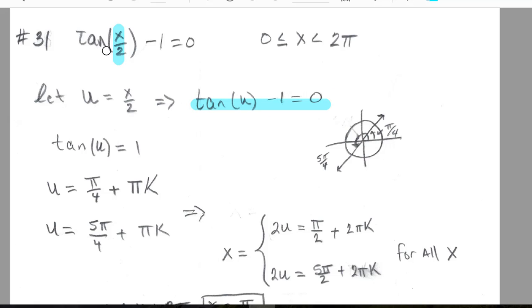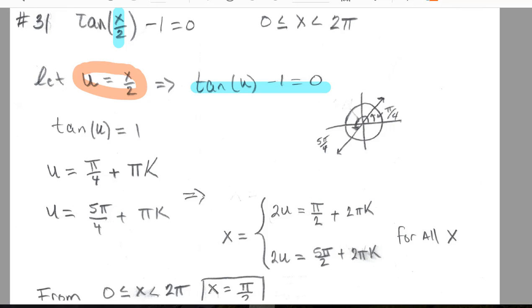To convert from tangent of x over 2 minus 1 equals 0 to tangent of u minus 1 equals 0, I made the substitution where I said make u equal to x divided by 2. So x divided by 2 is now u. I'm asking about tangent of u minus 1 equals 0. We're going to solve this, then when we're finished, we'll convert back from u to x over 2 and have the answer.